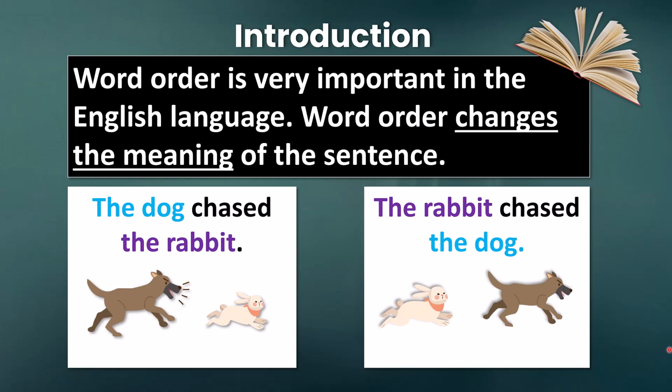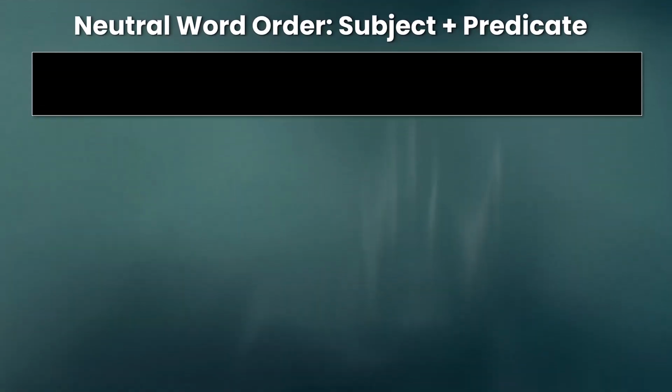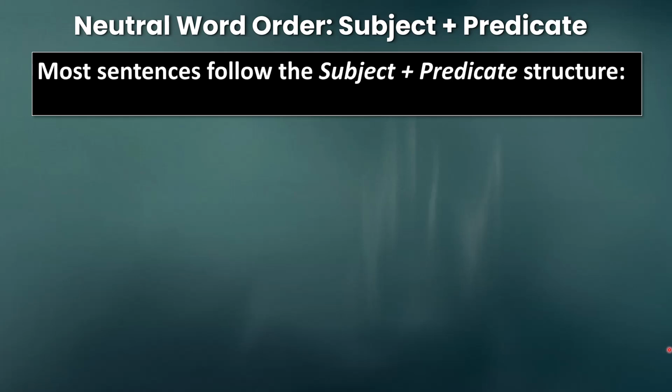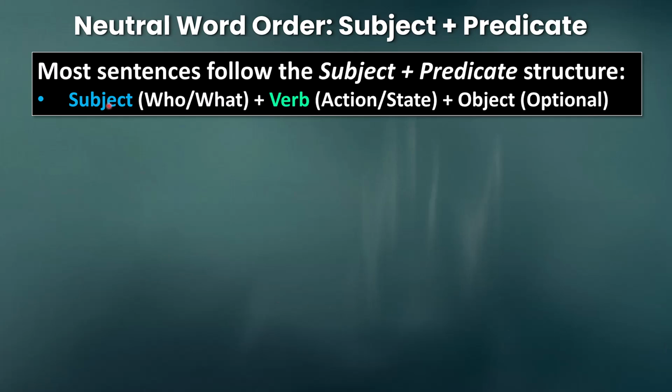So first let's talk about neutral word order in English, which is the subject plus the predicate. Most sentences in English follow this structure. So we start with the subject of the sentence, who or what the sentence is about, followed by the verb, the action or the state, and then optionally we have an object. So the subject performs the action.